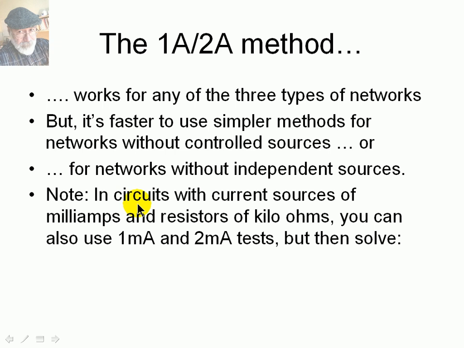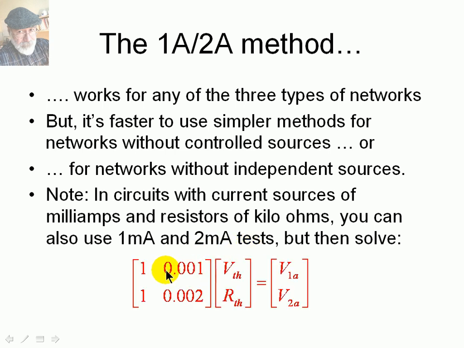Just a little comment: in circuits where current sources have values in milliamps and all resistors are given in kiloohms, you can use 1 milliamp and 2 milliamp tests, but when you solve, you need to use these equations then. It's 1 milliamp multiplying Rthevenin and 2 milliamps multiplying Rthevenin in the second equation. I like these values in cases like the ones described because then I can leave with only the 4 or 5 most significant digits at every point in my calculation.